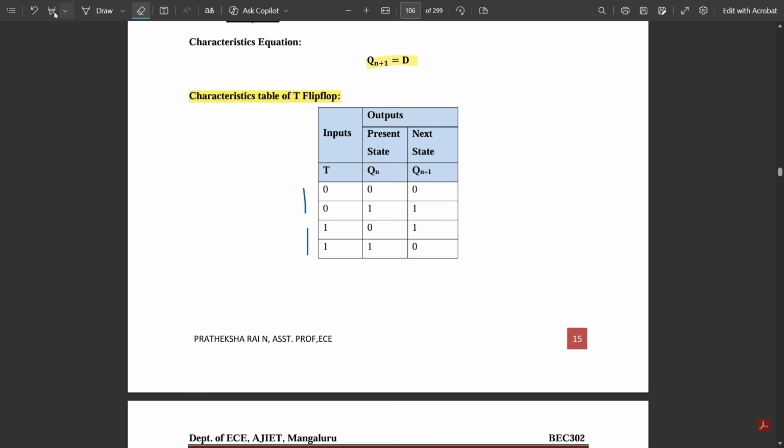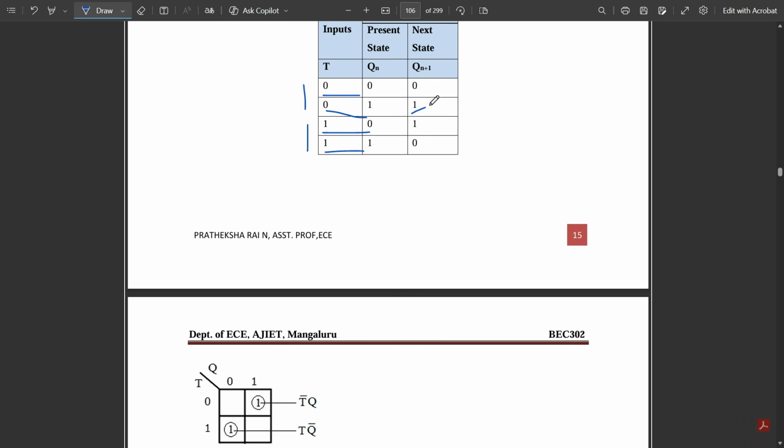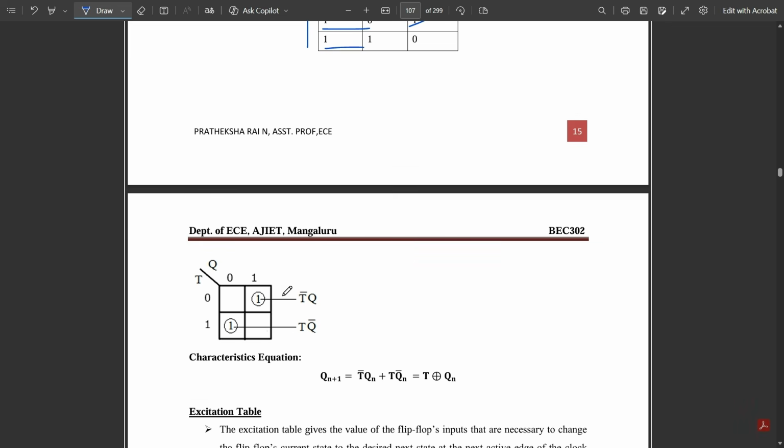And like this, the characteristic table is formed. Now with respect to the two variable K map 0 0, 0 1, 1 0 and 1 1, you mention the high inputs here and make the characteristic equation of a toggle flip flop. Okay, so we won't be getting any pairs here. We would be getting individual groups. So that is T bar Q plus T Q bar. Equivalently we could call it T XOR Q. Okay, so this is the characteristic equation which we get for the T flip flop. So these were the characteristic tables and equations.